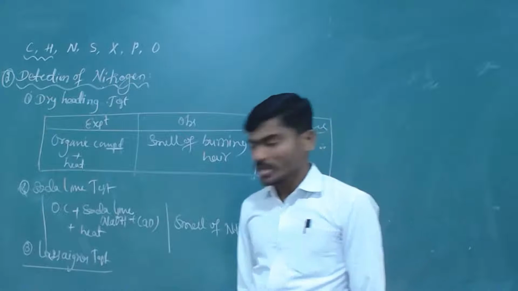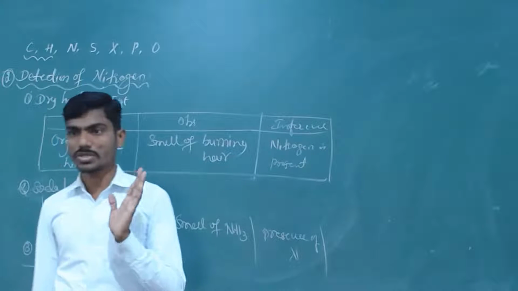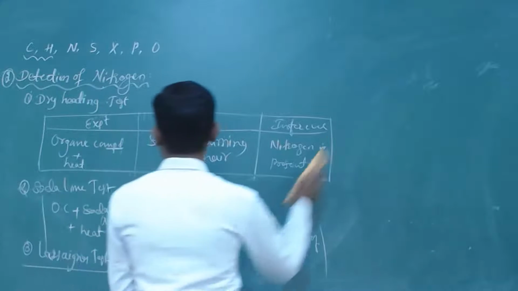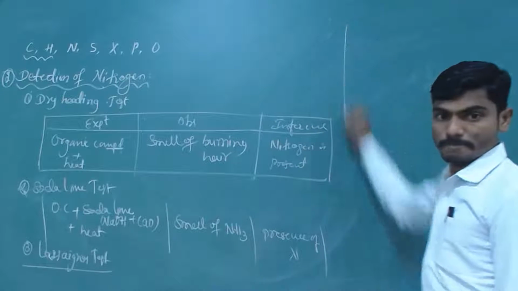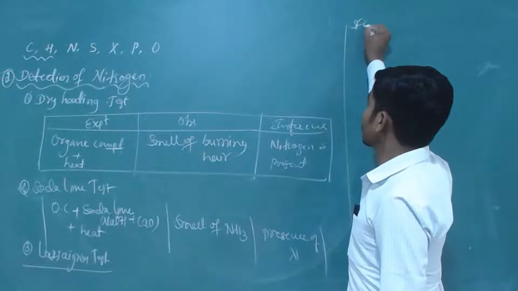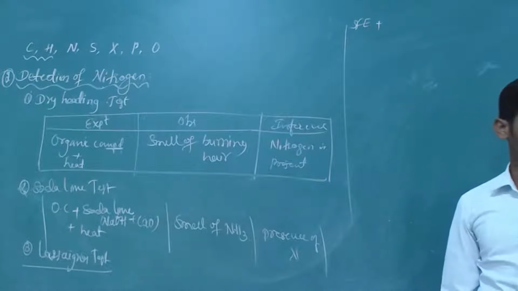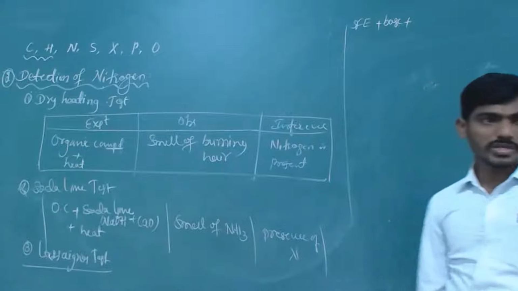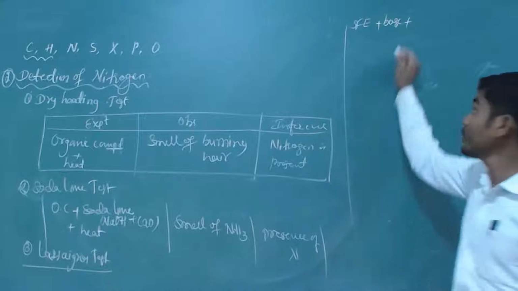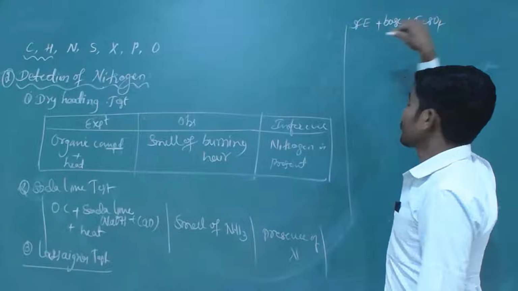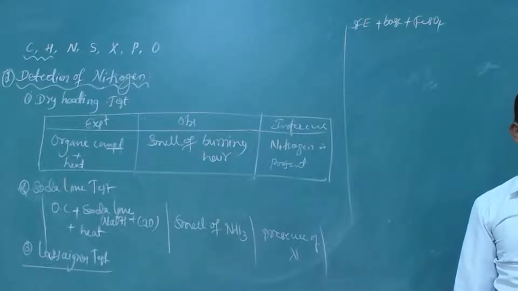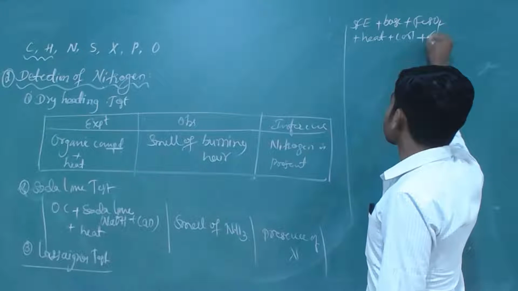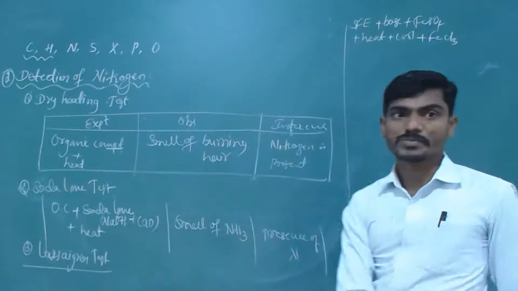Next, Lassaigne's test. In Lassaigne's test, the first step is preparation of Lassaigne's solution. So we have prepared sodium fusion extract. In the experiment, the sodium fusion extract, usually in basic medium, or you can add alkali. To this, freshly prepared FeSO4 solution is added, heat and cool, plus few drops of FeCl3.